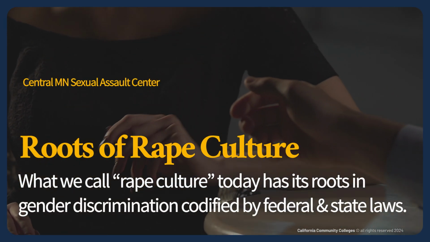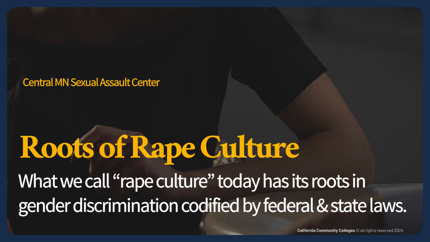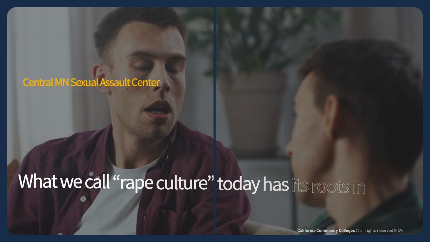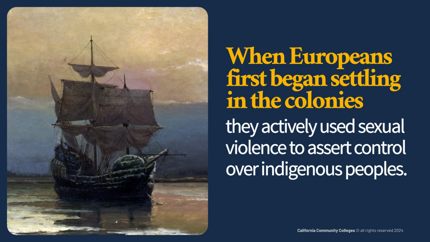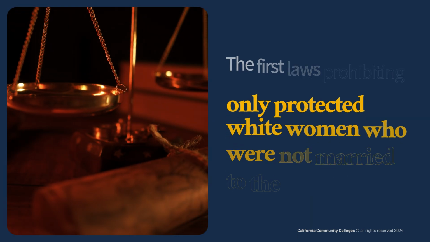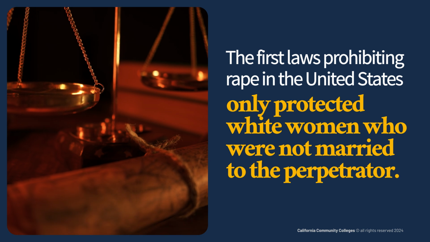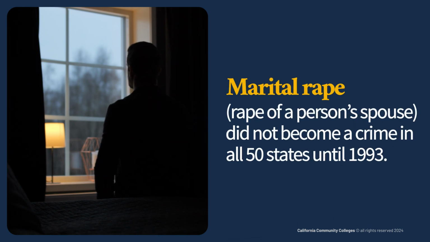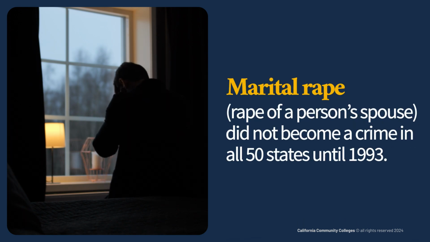What we call rape culture today has its roots in gender discrimination, codified by federal and state laws. Some examples include when Europeans first began settling in the colonies, they actively used sexual violence to assert control over indigenous peoples. The first laws prohibiting rape in the United States only protected white women who were not married to the perpetrator. Marital rape, a rape of a person's spouse, did not become a crime in all 50 states until 1993.